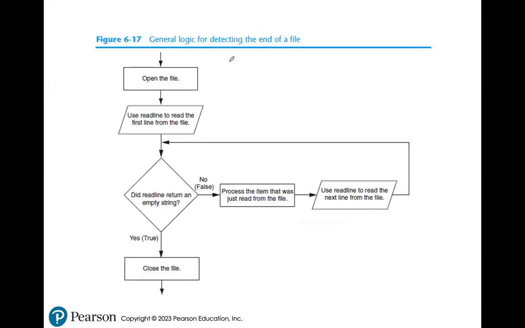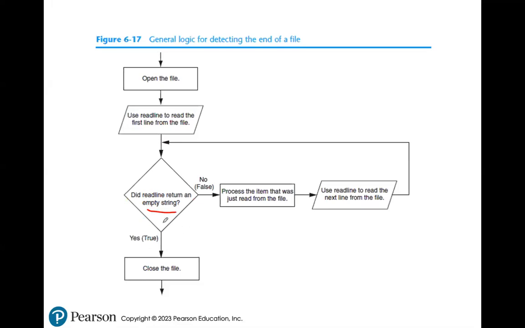Let's go back and let me show you what it looks like. Whenever you use a loop, this is how the logic behind it usually works. The first thing that you're going to do is open your file. Then you're going to use readline to read the first line from the file, the readline that reads the whole line as a whole. Now, did readline return an empty string? Because if readline returns an empty string to us, that just means we reached the end of the file and there's nothing else available for us to read.